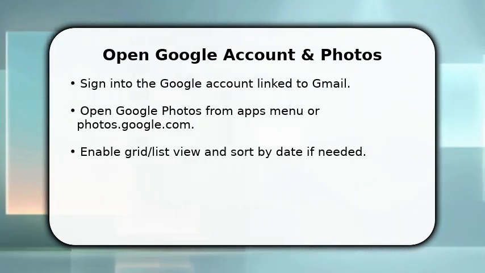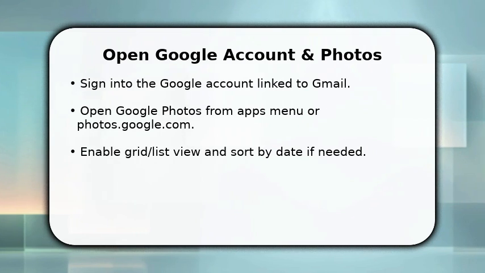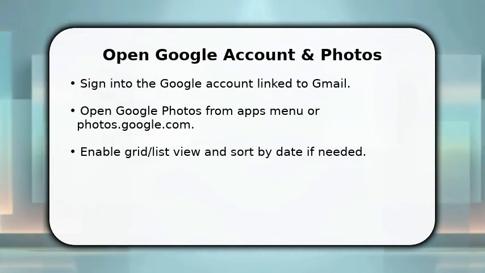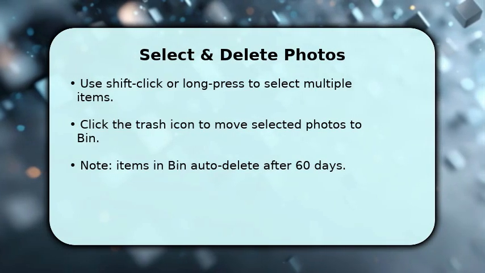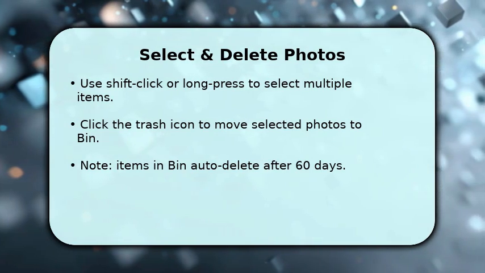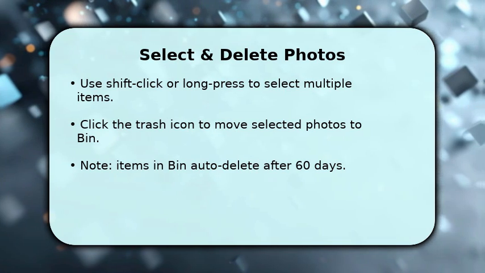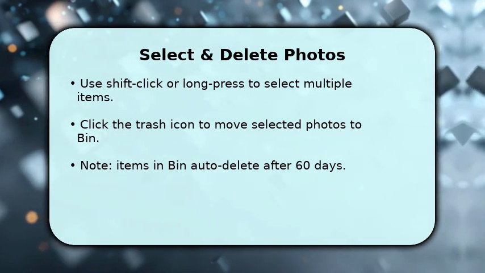Make sure you switch to a comfortable view, grid or list, and sort by date to find what you want quickly. Now that thumbnails are visible and organized, tap or click the first photo you intend to delete to begin selection. Once you've selected the first image, use Shift-click on desktop or long press on mobile to select ranges of photos. This saves time and prevents accidental single deletions.